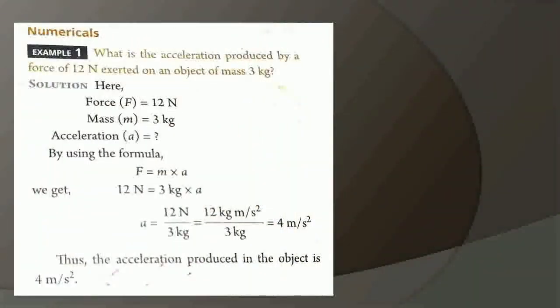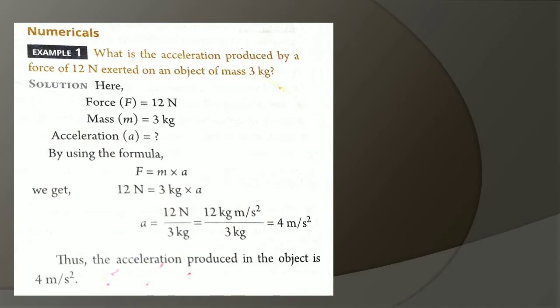Now we will see the numericals which are based on Newton's second law of motion. Our first numerical is, what is the acceleration produced by a force of 12 Newton exerted on an object of mass 3 kg? That means here we have to find the acceleration a, and the force and the mass are given. So in the solution, first we will write all the values which are given in the question. Force F is equal to 12 Newton, mass m is equal to 3 kg, and acceleration a is to be calculated. As we know, we can use the formula F = m a.